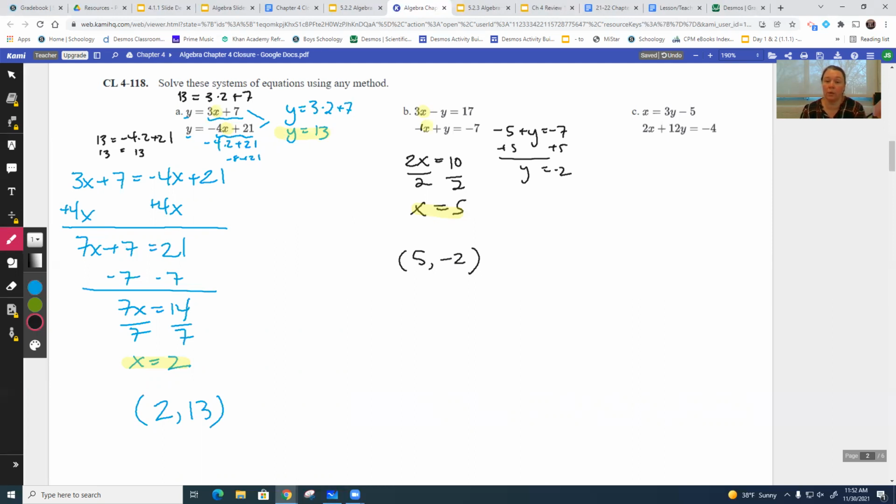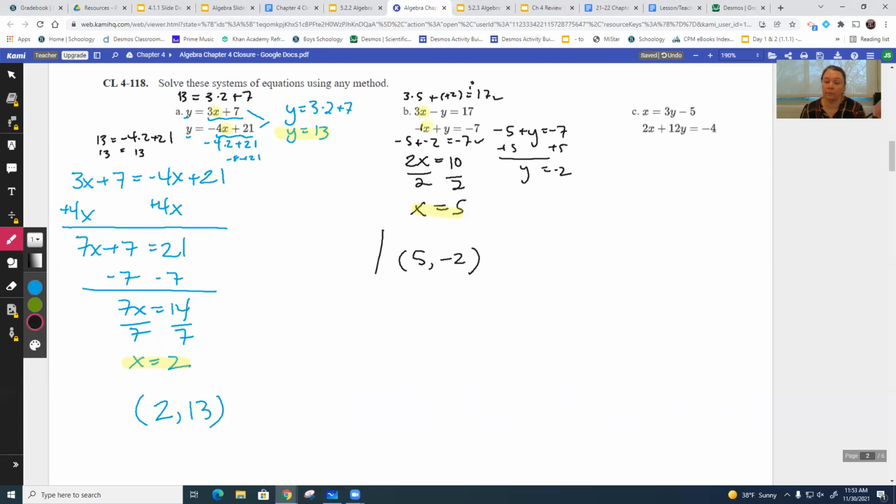Again, you can check and see if you're right. Up here you do 3 times 5, because 5 is x, minus a -2 is that 17. So minus a negative is positive, that's 15 plus 2, that's 17. Here you do the opposite of 5 plus -2, which is my y. Does that equal -7? Yes, it does. So I know that's correct.